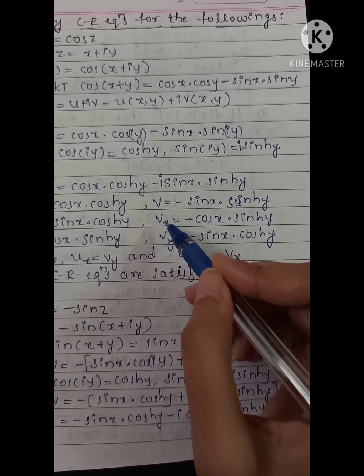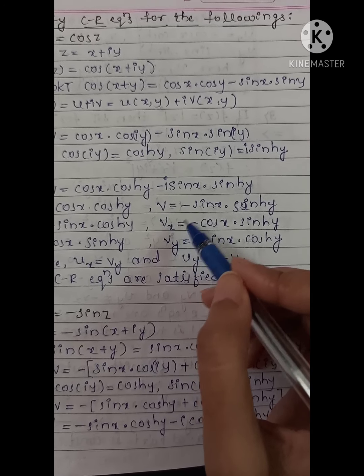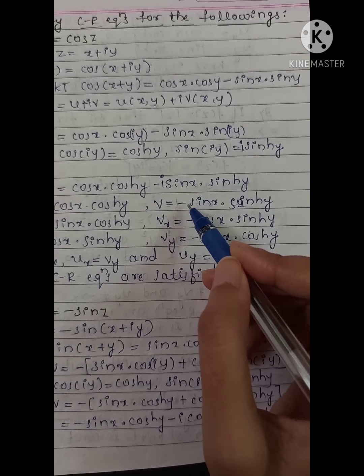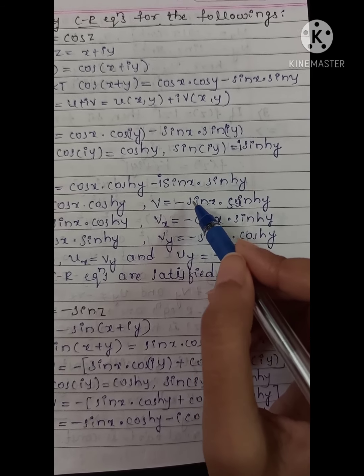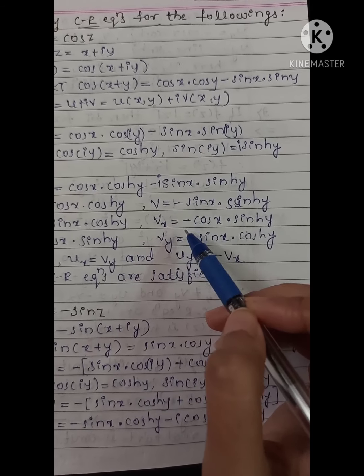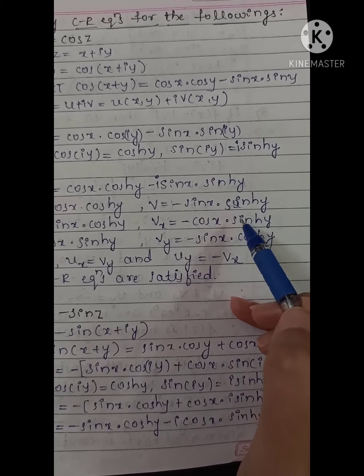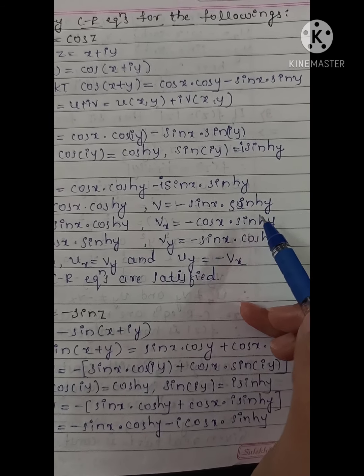Partial differentiation of v with respect to x is denoted as ∂v/∂x, which is equal to vx. We have to differentiate the x term, that is minus sin x is there. Differentiation of sin is cos, so minus cos x, keep it as it is, into sin hyperbolic y, which is treated as the constant. Keep it as it is.